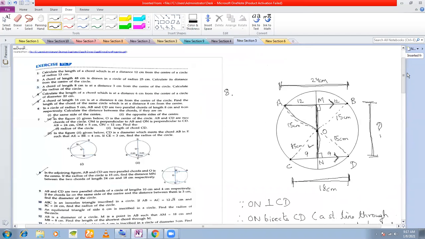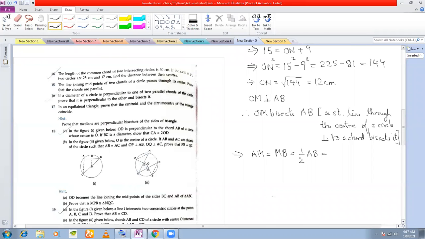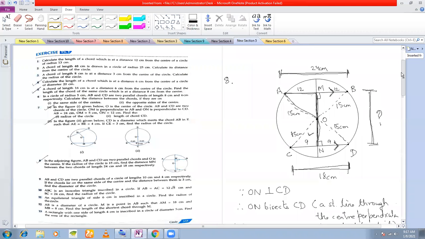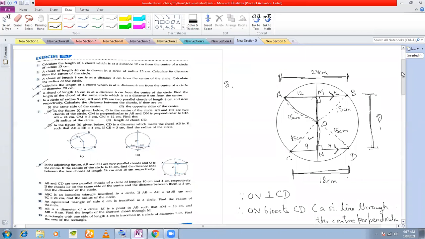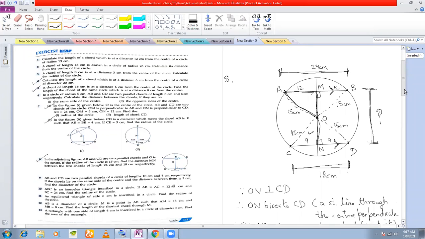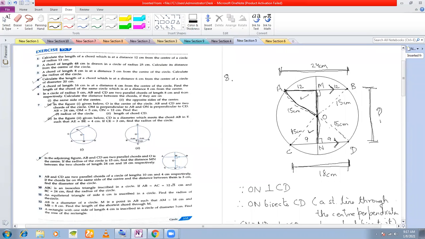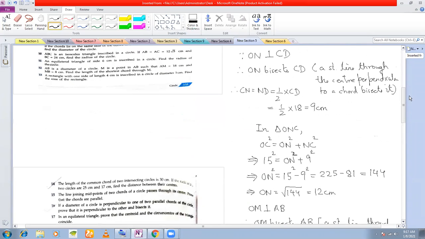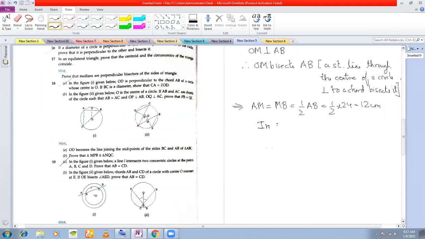The length of AB here, if you see, is given to be 24. So therefore, this will be half of 24, which is 12 centimeters. So you've got the length of AM, and you've got the length of MB, and this OA is the hypotenuse. This is the base. You can find out the perpendicular. Let us apply Pythagoras theorem in this triangle. OA is the hypotenuse here. In triangle OMA, OA square is equal to OM square plus AM square.